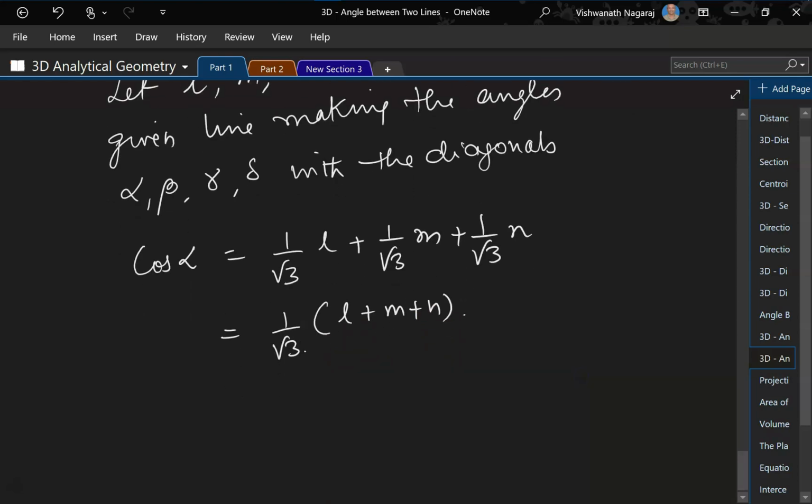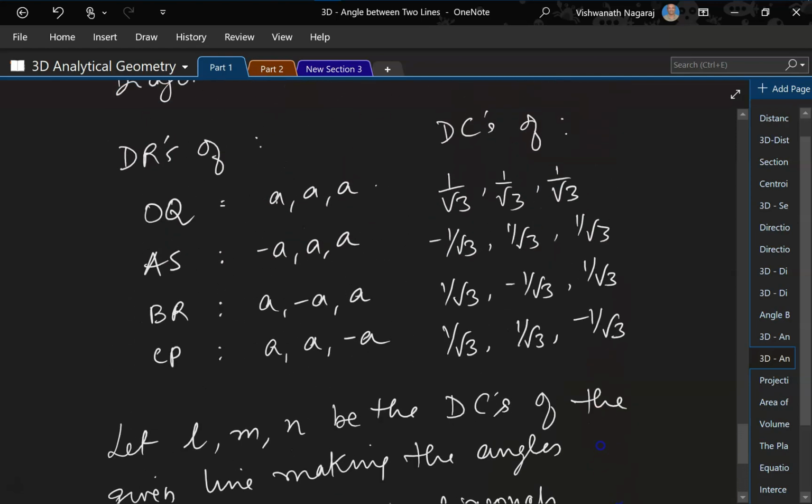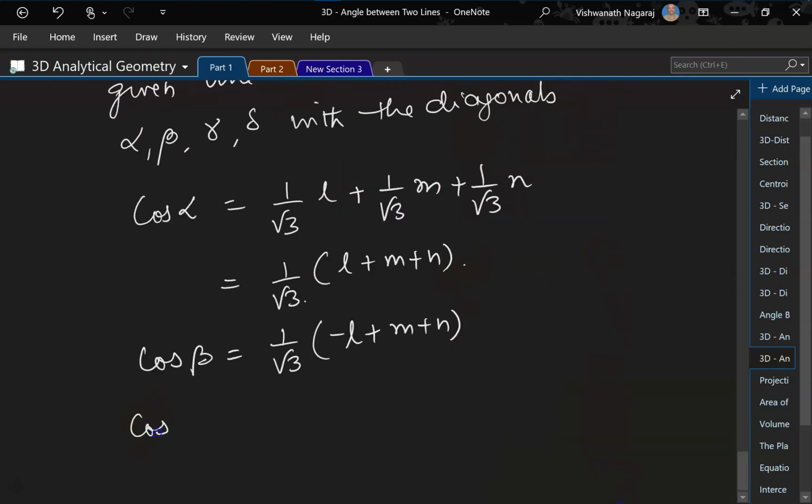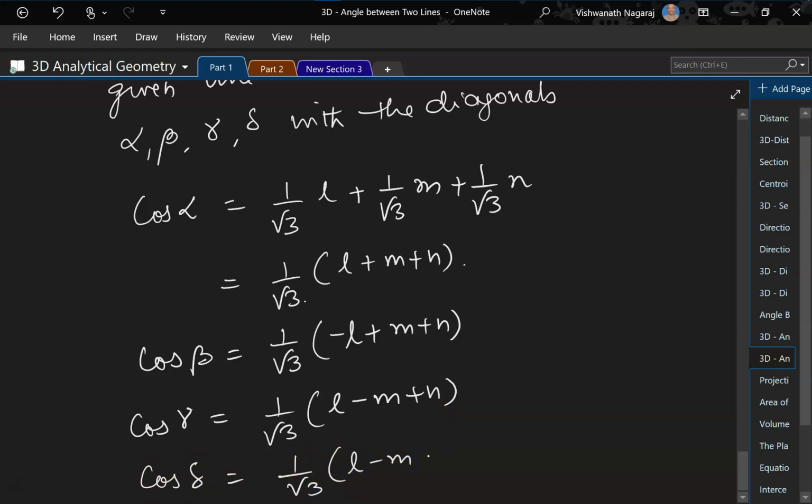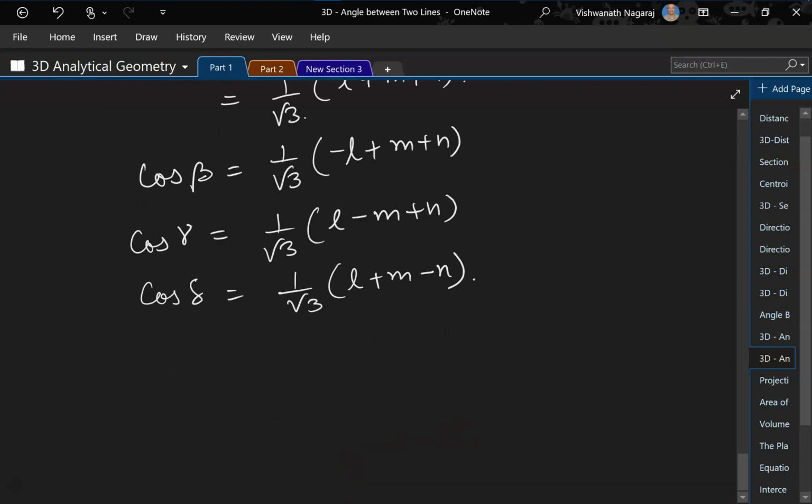So now, based on this pattern, we can write it very quickly. Cos beta is equal to 1 by root 3 times minus l plus m plus n, depending on the sign. Cos gamma is equal to 1 by root 3 times l minus m plus n. And cos delta is equal to 1 by root 3 times l plus m minus n. Okay, now we have got everything in place.